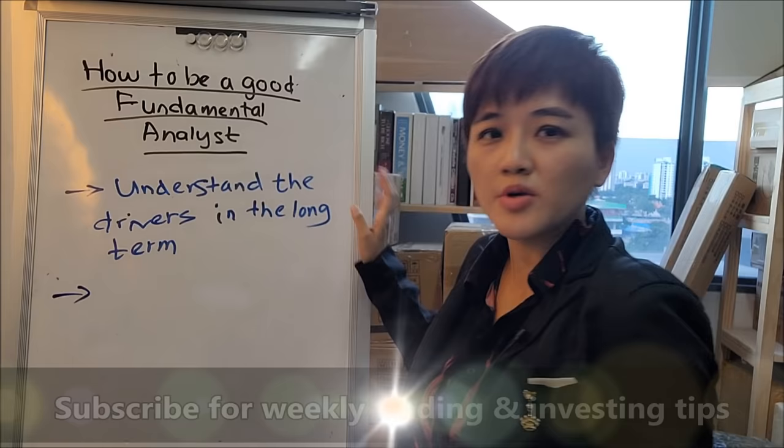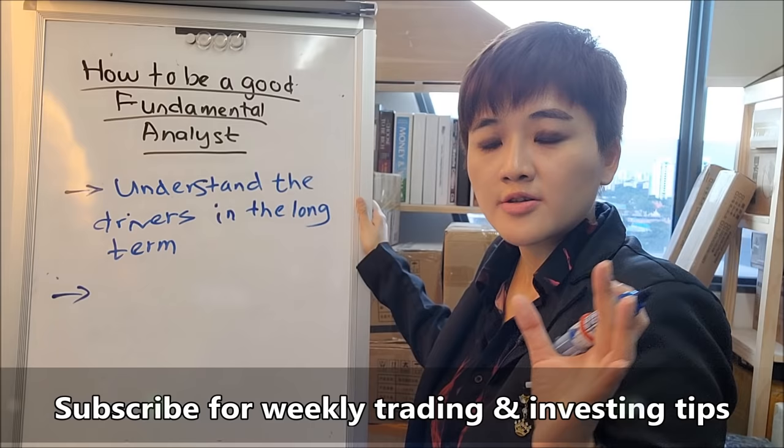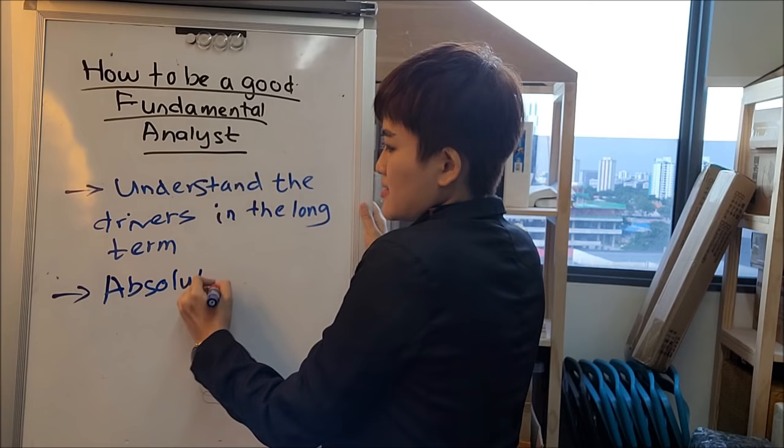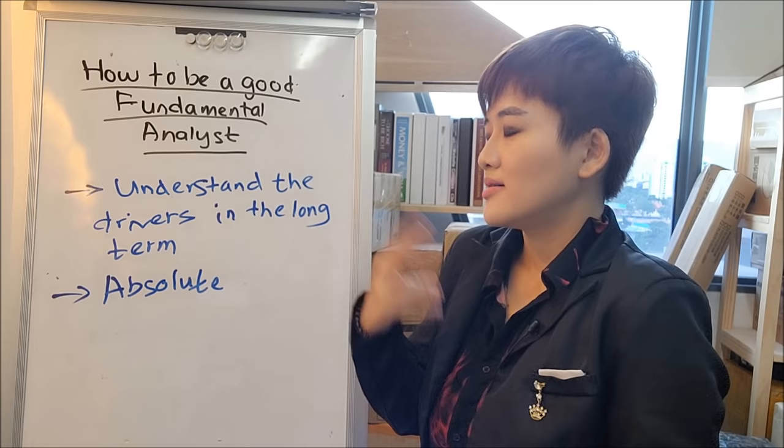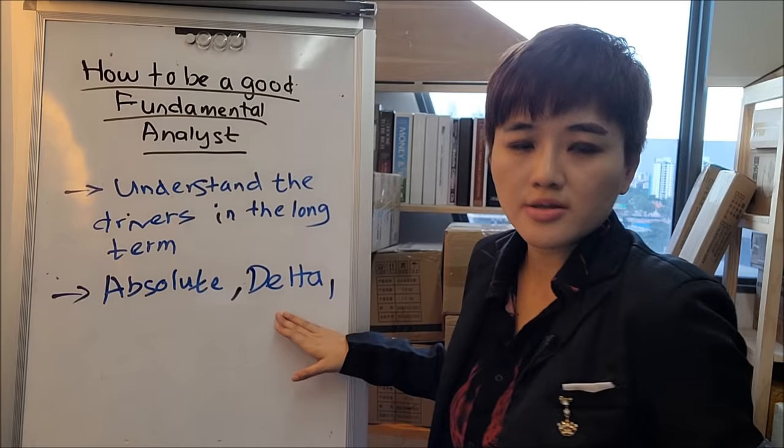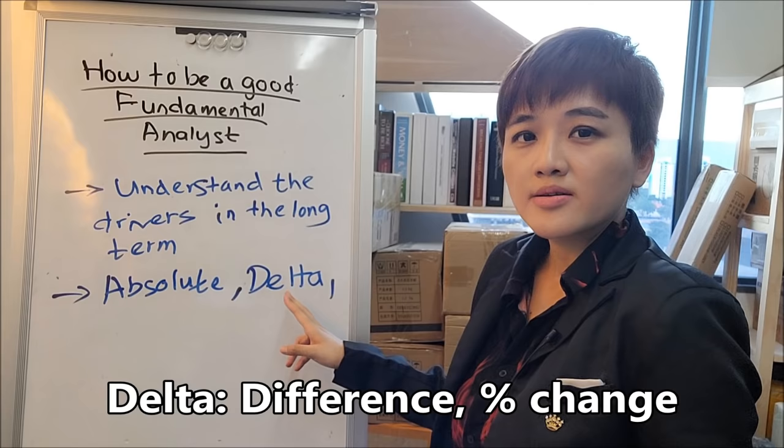Then the next thing is you gotta take note of three things. When you look at an economic number, observe the absolute number, meaning is it positive or is it negative? Okay, simple as that. Second thing, look at the Delta, which is more important than this one, not the Delta variant of COVID-19. Delta is the percentage change, okay, which is very important.